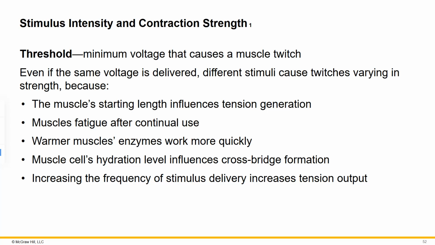Threshold is the minimum voltage that causes a muscle twitch. Even if the same voltage is delivered, different stimuli cause twitches of varying strengths because the muscle's starting length influences tension generation. Muscles fatigue after continual use. In warmer muscles, enzymes work more quickly. Muscle cells' hydration level influences cross-bridge formation. Increasing the frequency of stimulus delivery increases tension output.